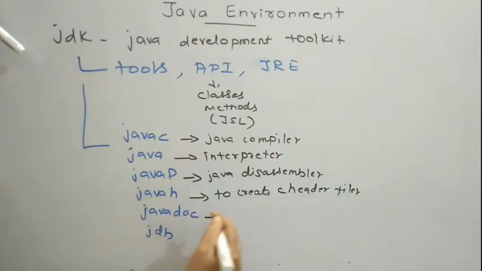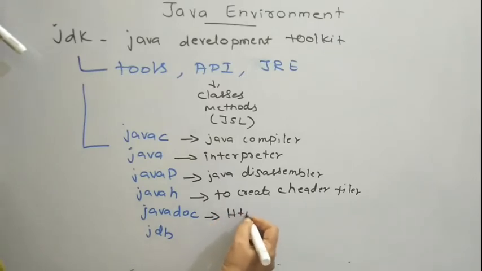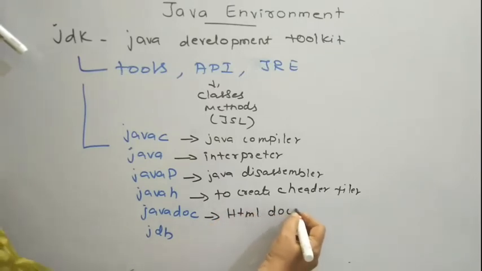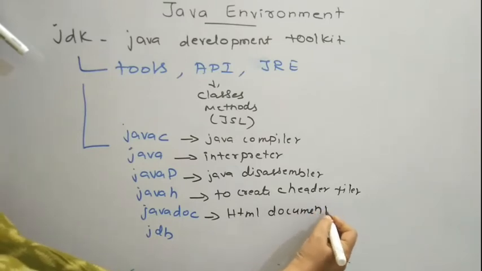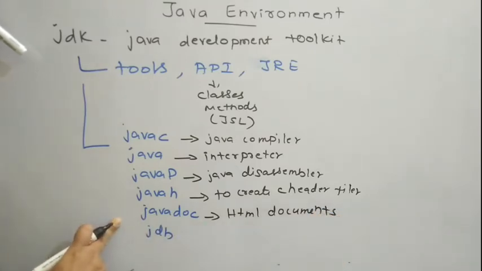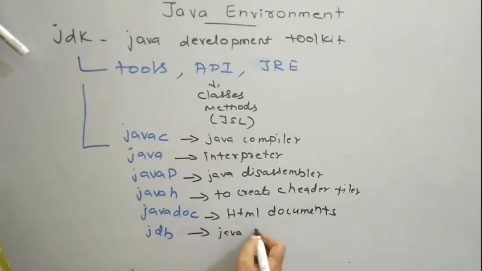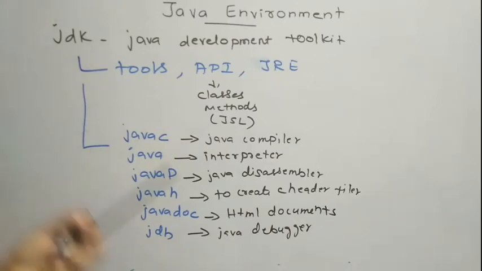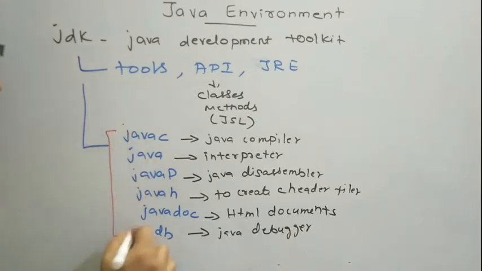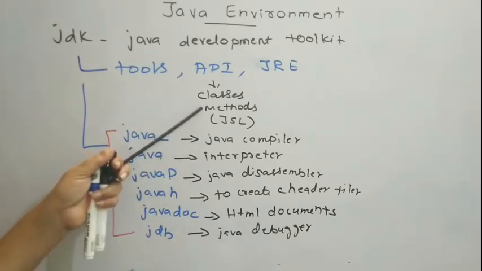Next one is javadoc. It is used to create HTML documents, for documentation purposes. Next one is the Java debugger, which is used to debug our Java program. So these were all the different tools supported by JDK. And then the API, which contains classes and methods.